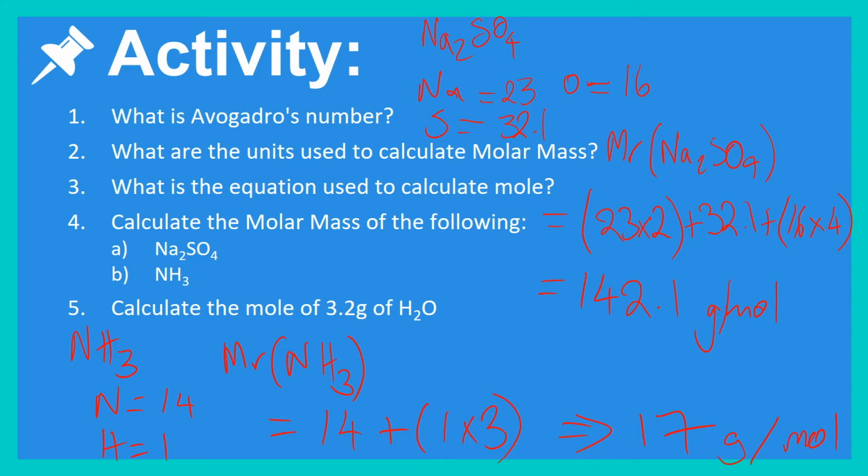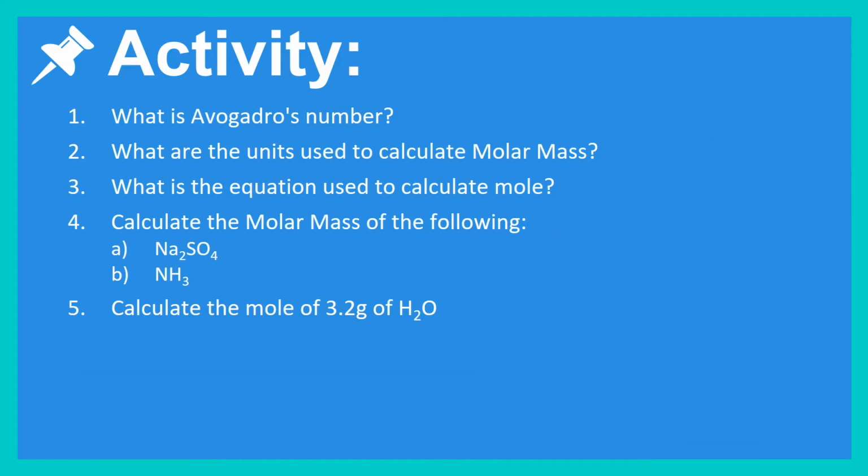I'm going to clear the screen and we are going to do our last one. So calculating the moles of water in 3.2 grams of it. So we need to use the n = m/M equation. And so we want to know the number of moles of H2O in 3.2 grams. So the mass is 3.2. That's how much we have of it. That goes on top. And the molar mass of water is 18.